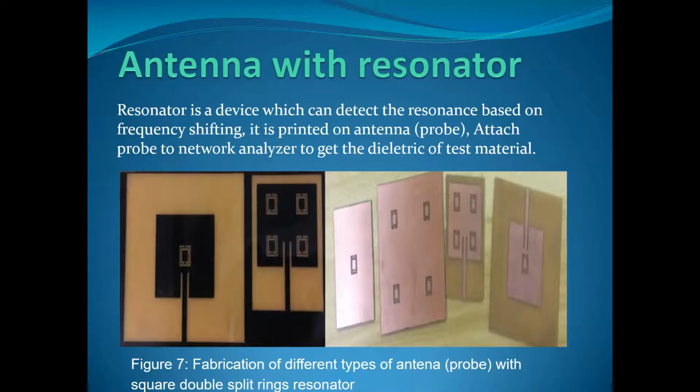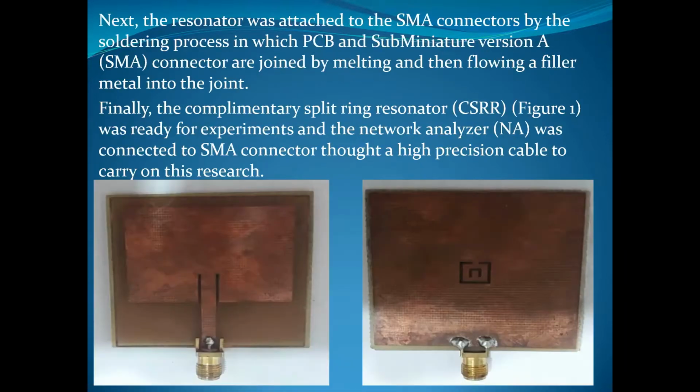This figure shows our fabrication of different types of antenna probe with square double split ring resonator. A resonator is a device that can detect the resonance based on frequency shifting. It's printed on the antenna probe, and then this antenna is attached to a network analyzer to get the dielectric of the material. This figure shows our final design, the complementary split ring resonator (CSRR). The network analyzer was connected through an SMA connector with a high precision cable to carry out this research.